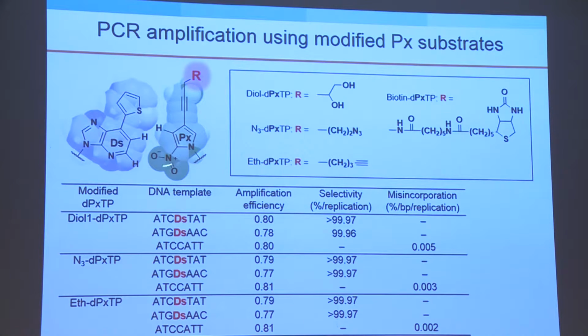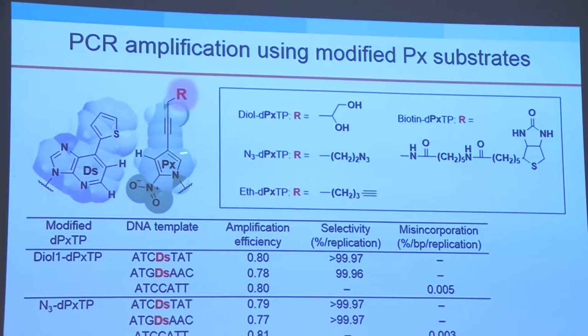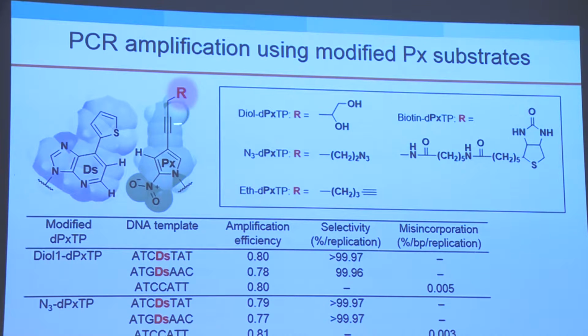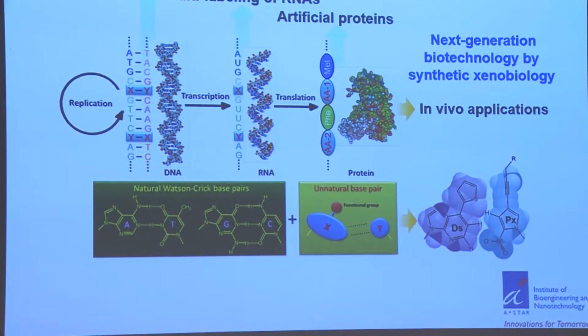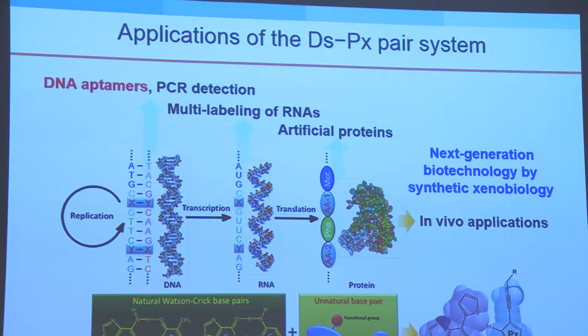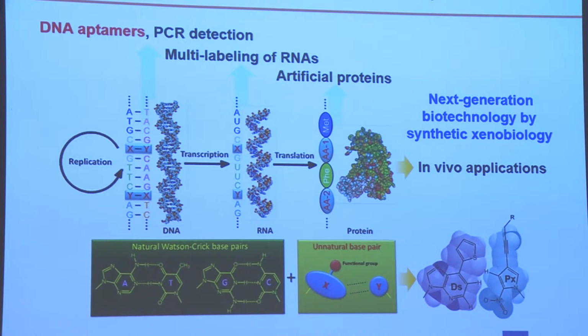And Px is very unique because we can attach any functional group at the position, like diols, azide, and ethynyl. Azide and ethynyl can be used for click reactions to attach other functional groups. And also biotin can be attached to this position. When we use these Ds and modified Px bases, the PCR amplification is very high. So we now have such a third base pair, so we are trying several applications. Today I will just talk about the DNA aptamer applications here.